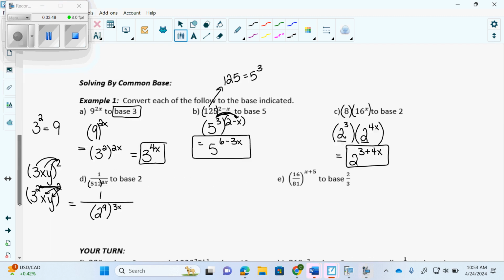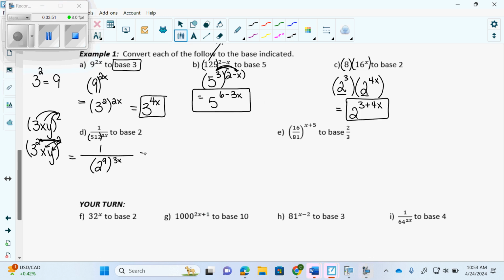Okay. So here I have 1 over 2 to the 27x. Now this is where grade 10 got a little dicey. If I want to move something from the denominator with an exponent to the numerator, do you remember what we do? So if I want to take this whole thing, and I want to move it up here.